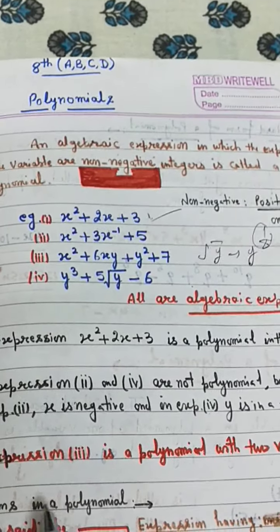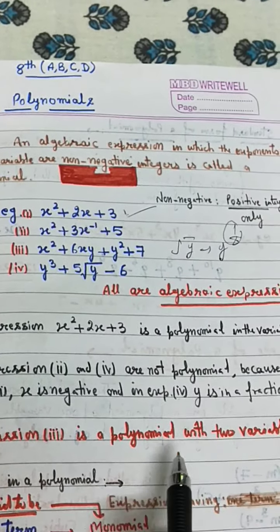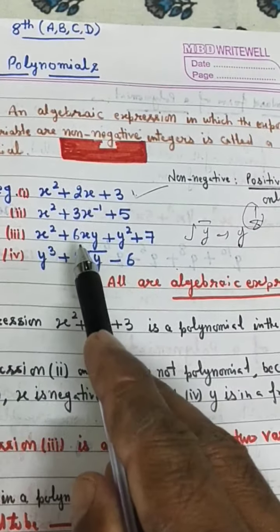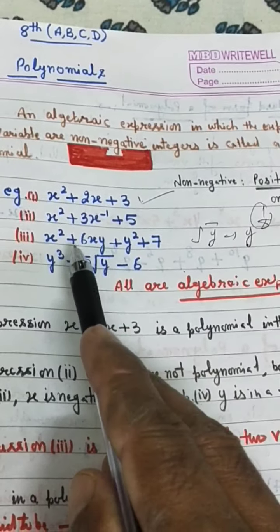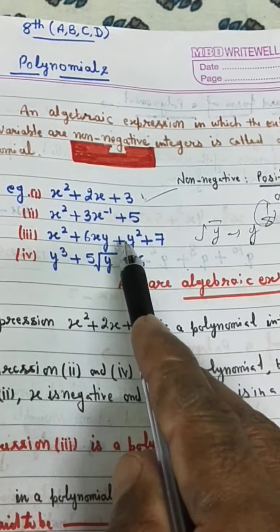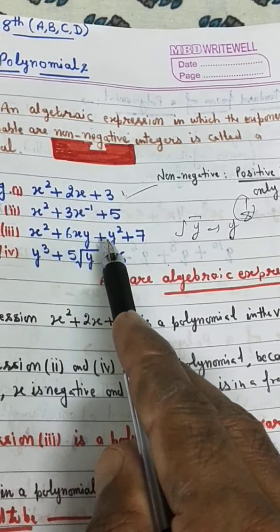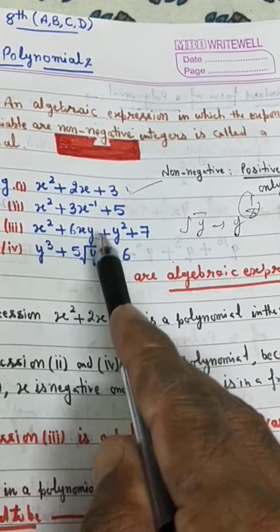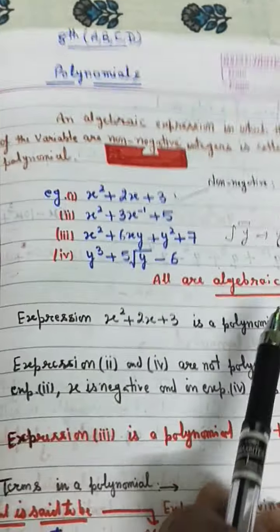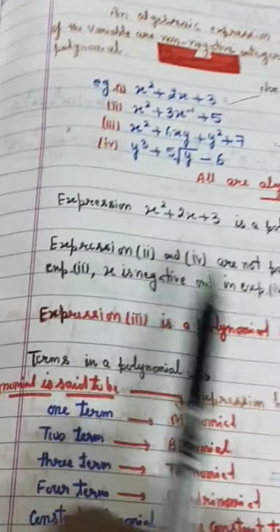So the third expression is a polynomial with two variables, but in our syllabus we have only one variable. Here x and y are two variables, so although it is a polynomial, in our syllabus we cannot consider two variables. We only take one variable.